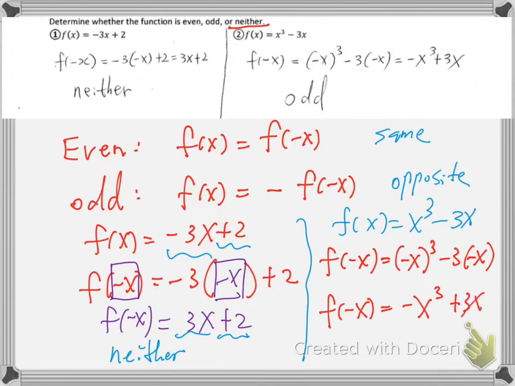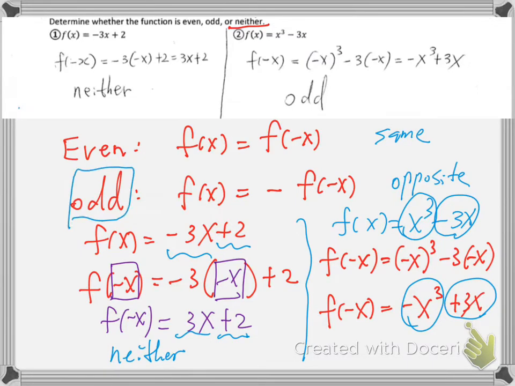So now you see they are all opposite. Here is x cubed, here is negative x cubed, opposite sign. Here is negative 3x, here is positive 3x, opposite sign. So this is all opposite, it is an odd function. Okay.